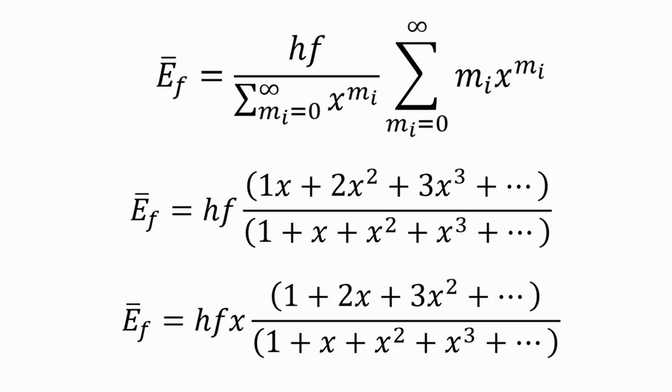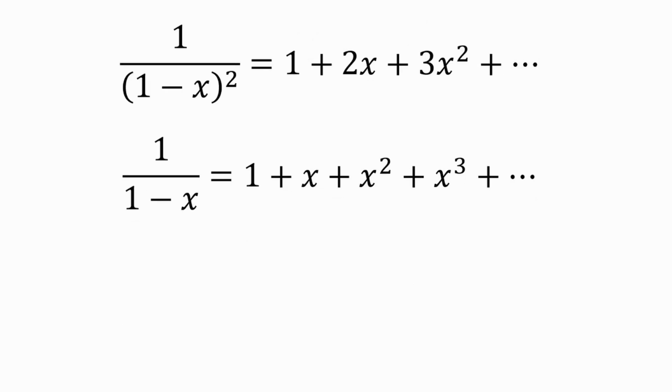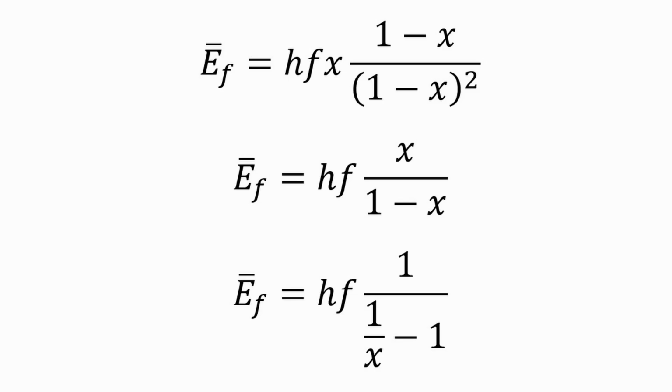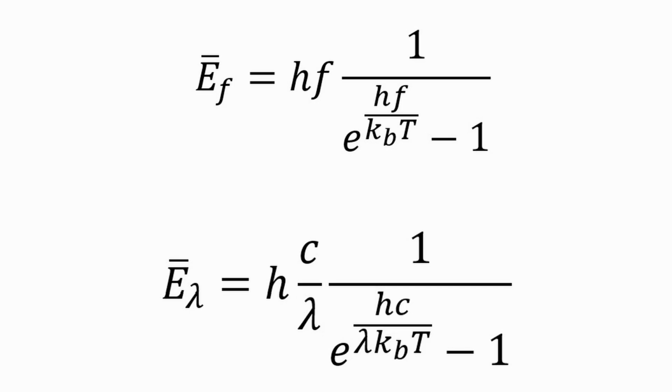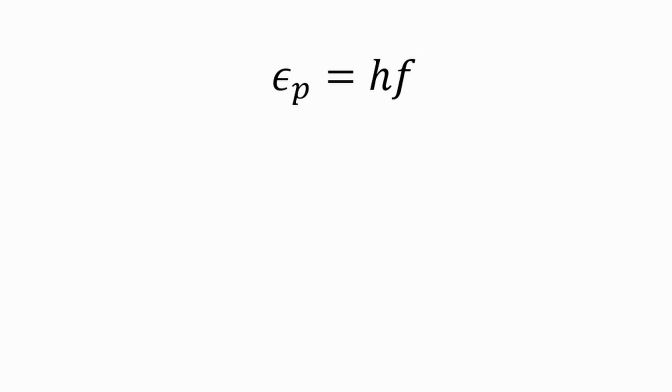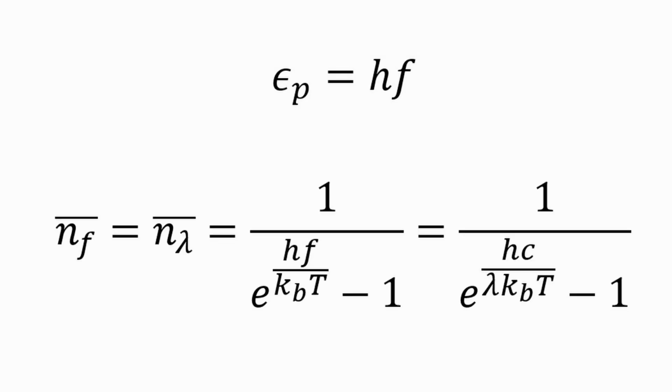The numerator and denominator in the fractions can be recognized as series expansions of. Therefore we have, replacing x we obtain, or in terms of wavelength. Since each photon has an energy equal to, we conclude that the average number of photons at a certain frequency or wavelength is.